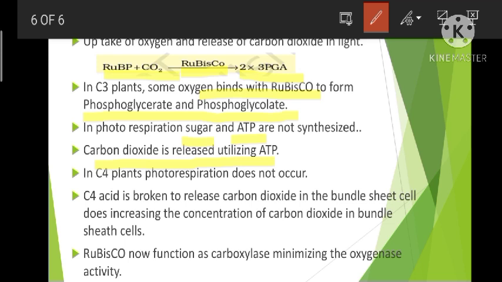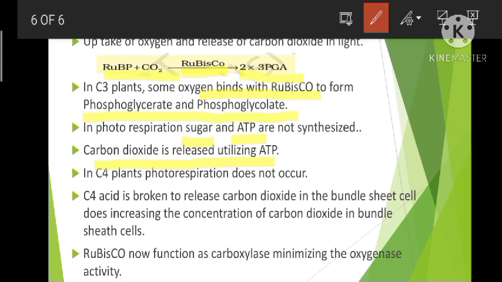So in C3 plants, photorespiration occurs. As a result, carbon dioxide fixation will be affected, because carbon dioxide is released into the atmosphere as a product of photorespiration. Now on the other hand, take the C4 plants, where the C4 pathway occurs. It occurs in the mesophyll cell and in the bundle sheath cell. Here no photorespiration occurs. Now why will photorespiration not occur here?